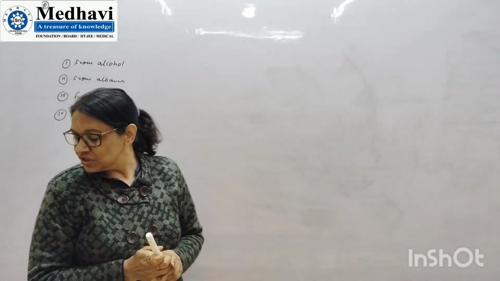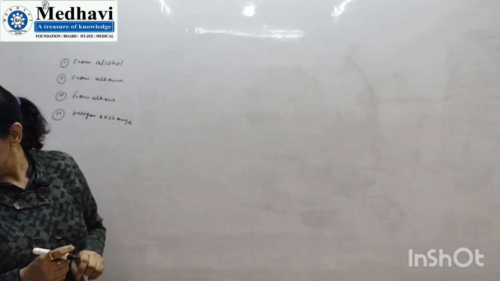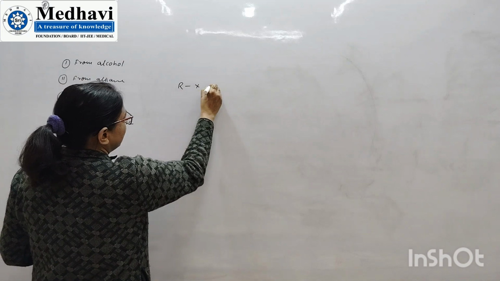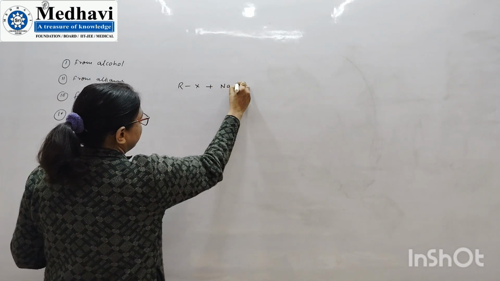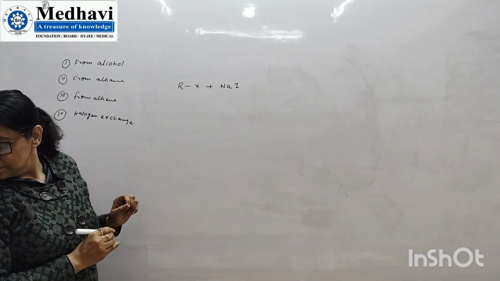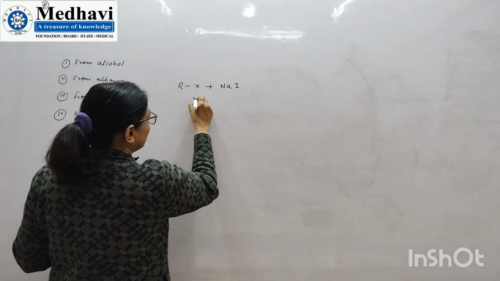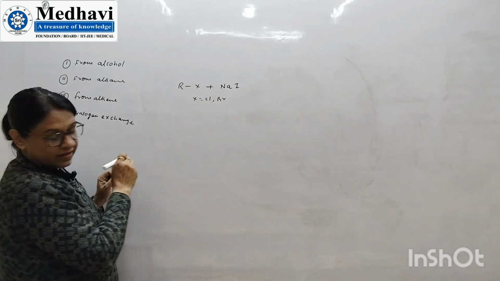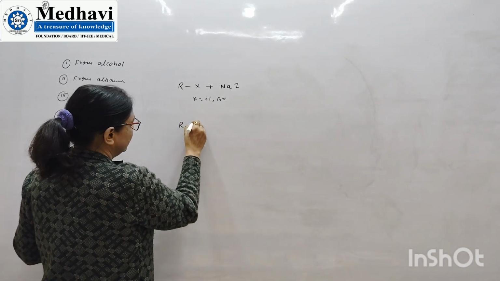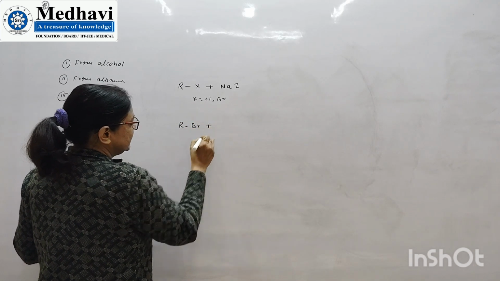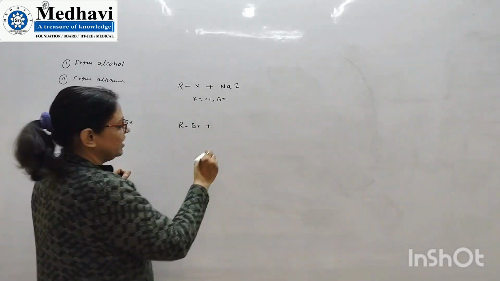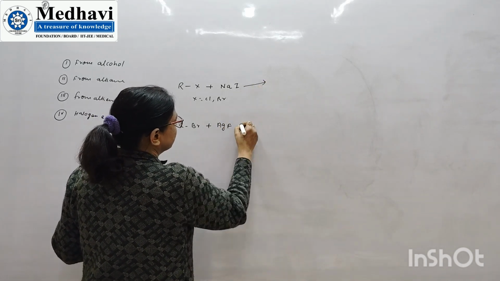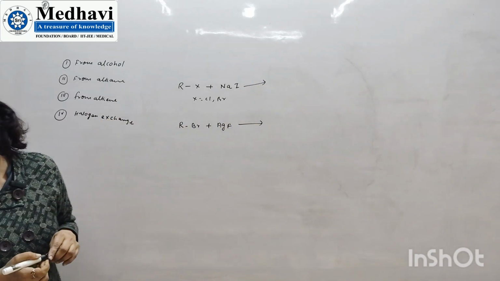Here, from halogen exchange, two reactions are given. One is, suppose RX, and here NaI, where X in place is chloro or bromo. The second reaction is given, here RBr plus AgF, silver fluoride. This is a very, very important reaction.